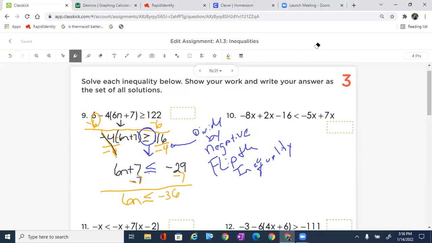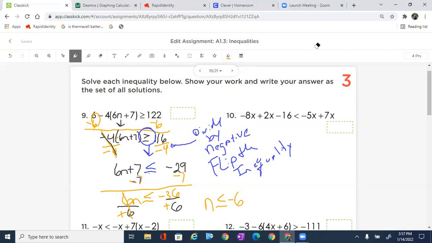Then we are going to divide by 6. When we divide by 6, 6 divided by 6 cancels out and leaves n. We are dividing by a positive right now. Notice that these are positive, so the inequality stays exactly the same. And negative 36 divided by 6 is negative 6.